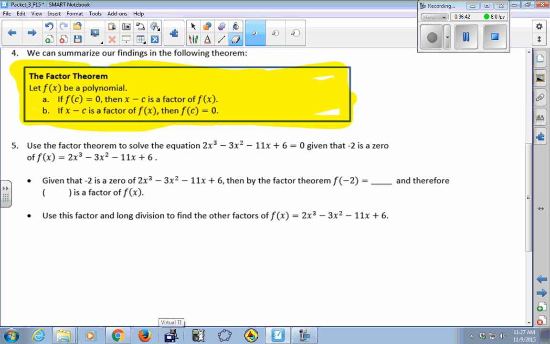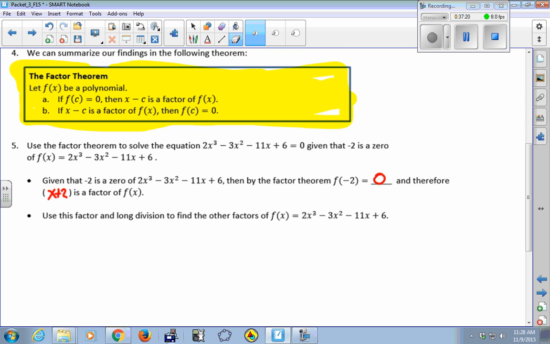So there's a cubic. It has all 4 terms. There's no common factors. You can't possibly factor this right now until someone tells you something about that polynomial. They either have to tell you one of the factors, like you did in the preview exercises, or someone has to tell you a 0. And I'm telling you right now that negative 2 is a 0. So by the factor theorem, if negative 2 is a 0, then what is one of the factors going to look like for this polynomial? X plus 2.